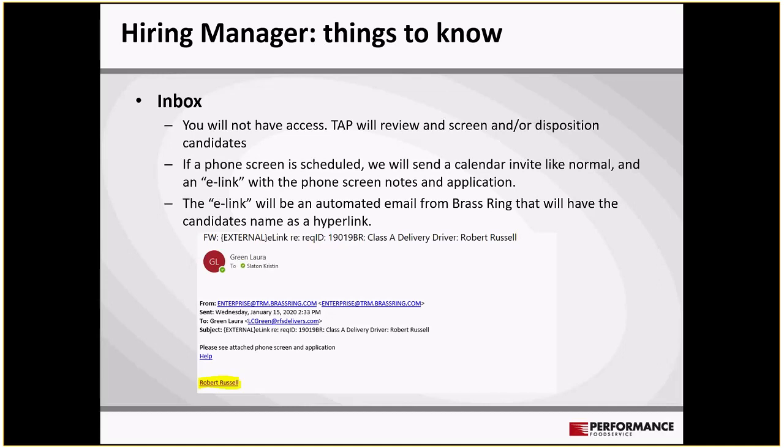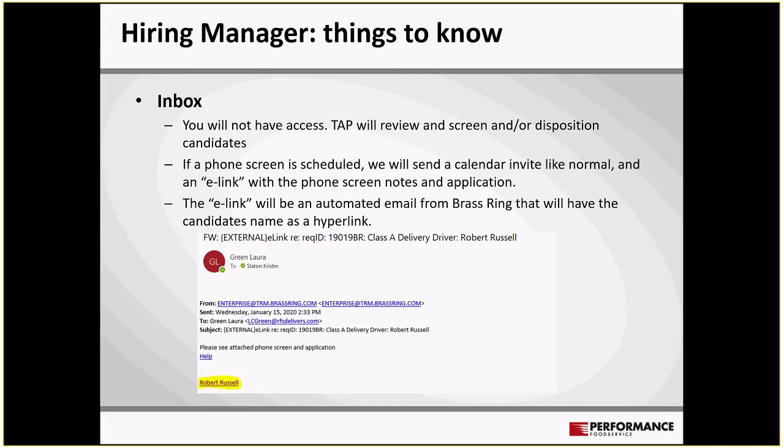So this is what the e-link email is going to look like. You're going to get this automated email. It'll say from enterprise@trm.brassring. In the subject line, you're going to see that it's called an e-link. You've got a rec ID, and you've got the title and the candidate name. Where it says, please see attached phone screen, those are notes that I put in for this example. So your recruiter will put any kind of manual notes in that box. So it might say something different there. But all in all, you should still have a link there for Robert Russell.